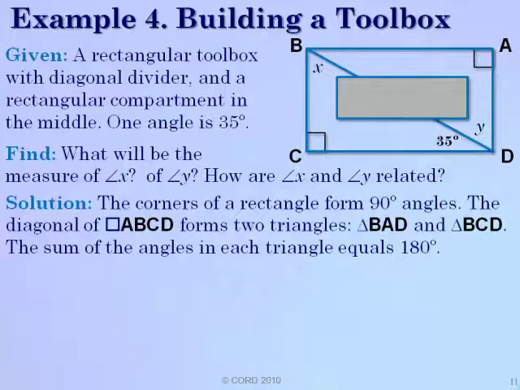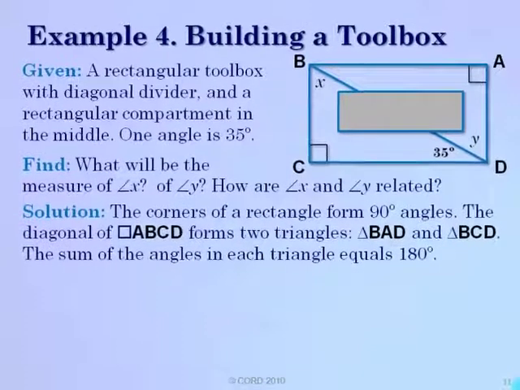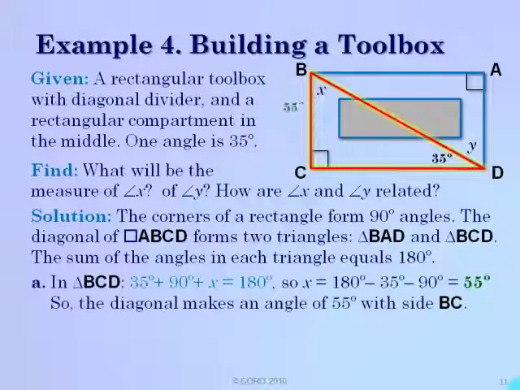The sum of the angles in each of those triangles equals 180 degrees. So in triangle BCD, we'll have 35 degrees plus the 90 degrees plus x equals 180, just like we saw in the previous example. So we can solve for x, and we'll find that x equals 55 degrees. So the diagonal makes an angle of 55 degrees with side BC, the short side.